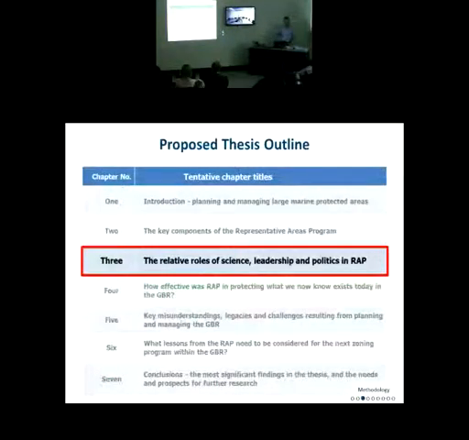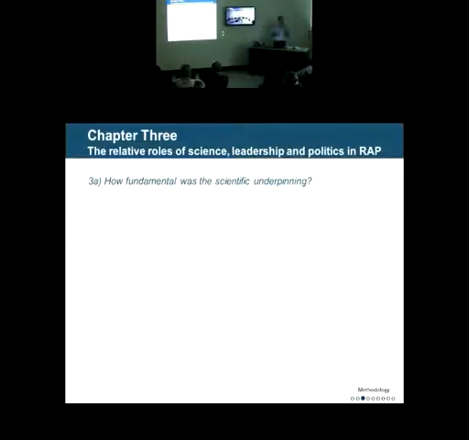The third chapter, I think this is getting into the really nitty-gritty, the important stuff. This is where I want to look at the relative roles of science, leadership and politics. So questions like, how fundamental was the scientific underpinning? I said before, I thought it was fundamental. I want to demonstrate that. How important was leadership? Again, I think this was a fundamentally important part, but it hasn't been brought out well in the literature so far.